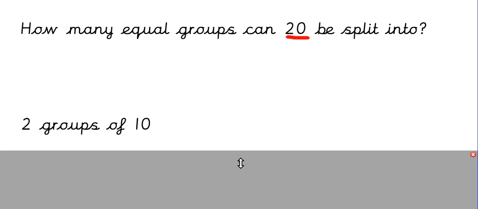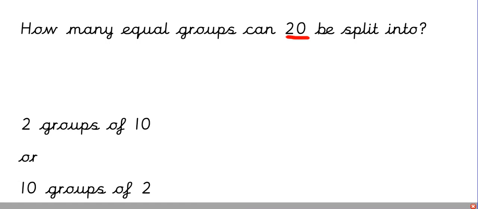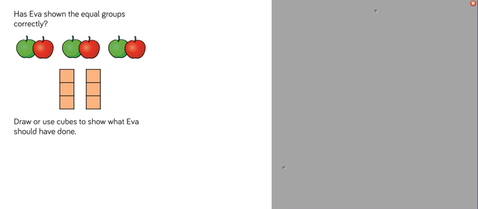Okay, so you could have had 2 groups of 10, or you could have had 10 groups of 2. Well done if you got them both. Let's have a look at this. Has Eva shown the equal groups correctly? So these are her equal groups. She's got a red and a green apple in each group. So she's got 3 lots of 2. Okay? 3 lots of 2.